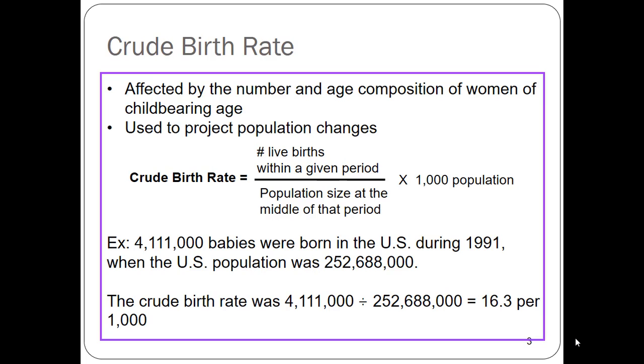The example of 4,111,000 babies born in the U.S. during 1991, when the U.S. population was 252,688,000: the crude birth rate was then calculated by dividing 4,111,000 by 252,688,000 to give a crude birth rate of 16.3 per 1,000.